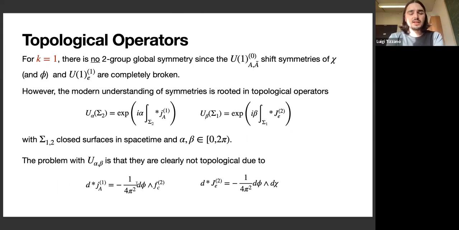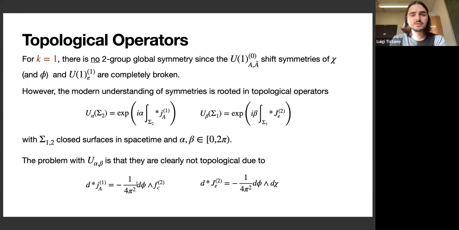Okay, so let me try to explain why we would be saying that for k equal to 1, there is nothing. Because of course, if we take k equal to 1, we see automatically that the symmetries, the shift symmetry for chi and phi and the electric one-form symmetry will be completely broken because of their non-conservation equation. And so there is no value of the phases that we can tune to preserve any discrete subgroup. But probably this is a too quick observation.